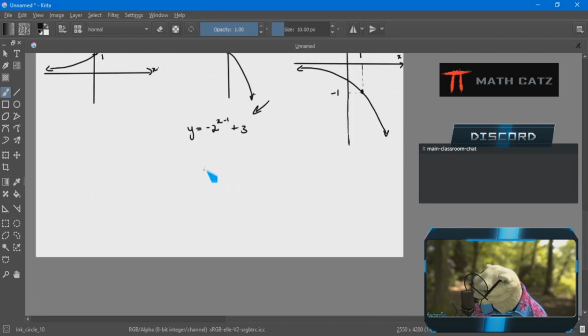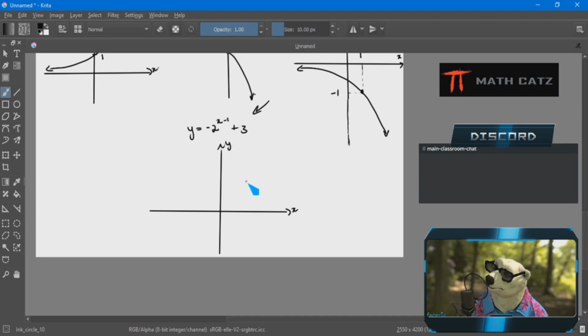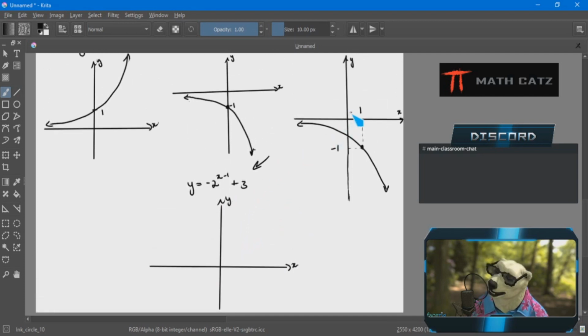Then, lastly, I have to shift everything up by 3 units. Maybe like that. Hopefully we have enough space here to just get the idea. So my horizontal asymptote, which was at y equals 0, is now sitting a little bit higher at y equals 3. My point that I kept track of, my original y-intercept, is now going to sit at 2. So it's actually a little flatter like that, right? And I'm just going to say that is a 2.